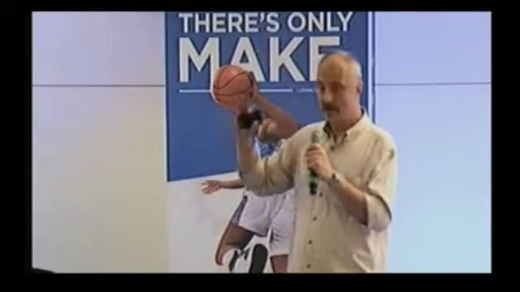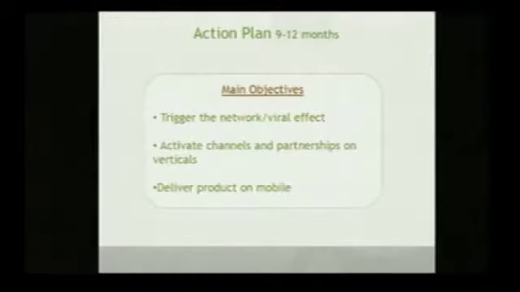So the action plan for 9 to 12 months: we want to push out the mobile version of the software, because now we have desktop, Windows, and Mac covered. We want to activate partnerships and channels that can bring us to verticals and facilitate the distribution of the system, and trigger the viral effect of the software that is intrinsic in the product. I mean, when I'm protecting a file, I'm protecting it for you, and you have to get on board SmartRM to be able to read it. So it's viral by its very nature.